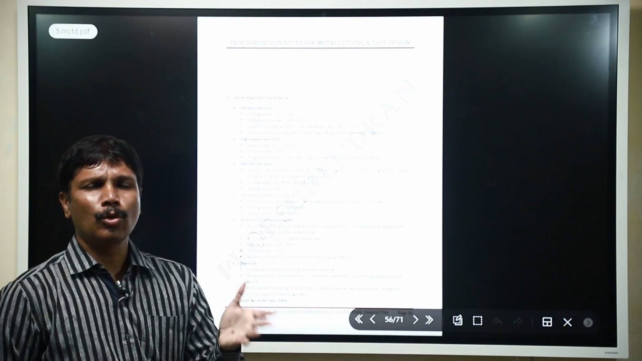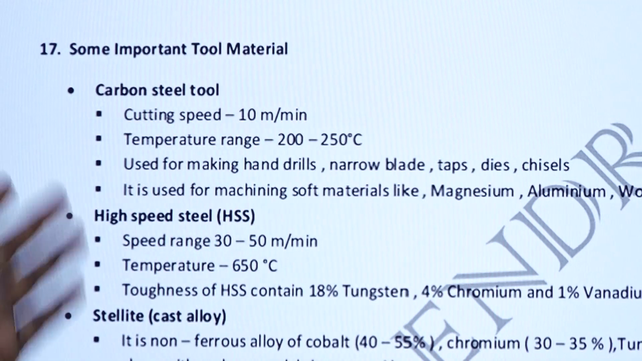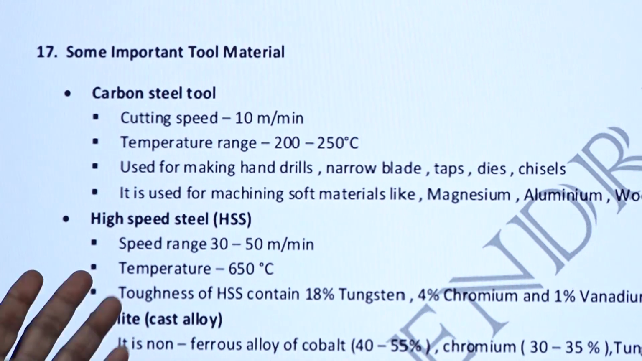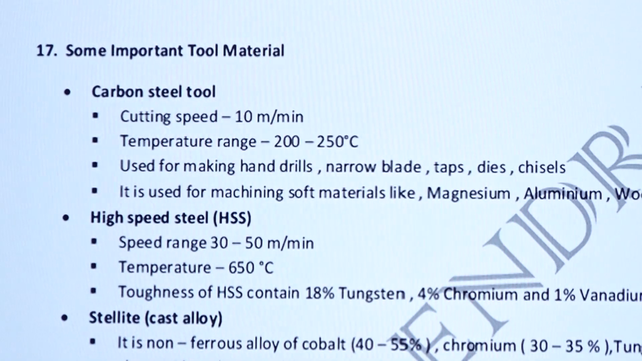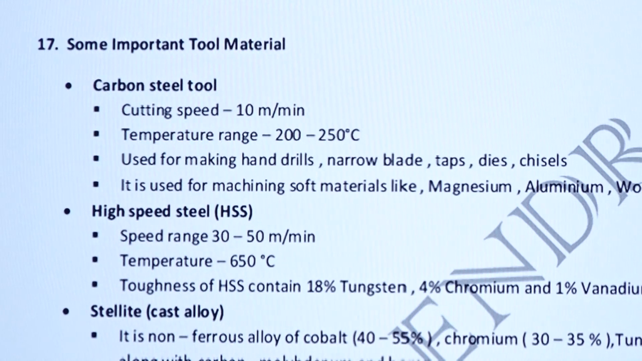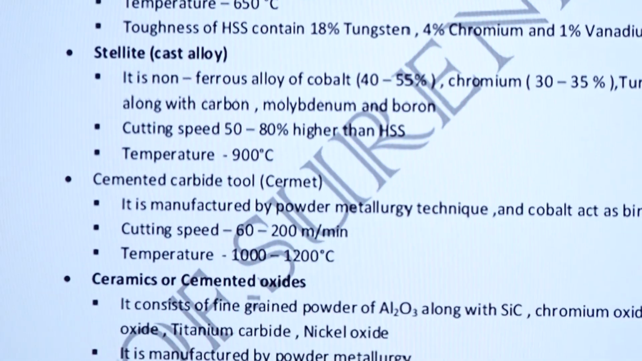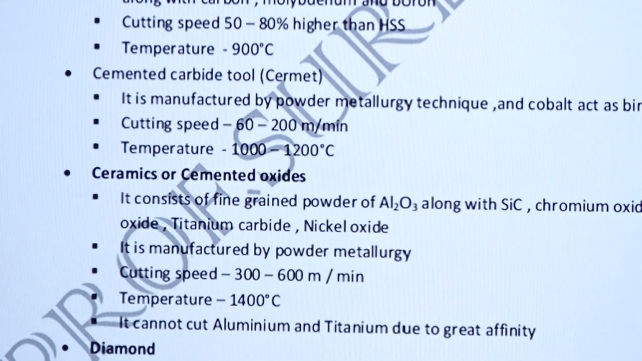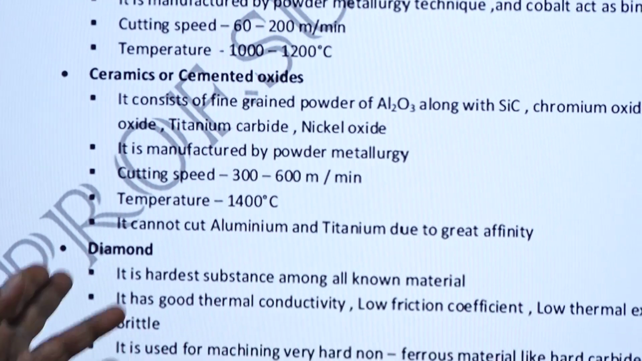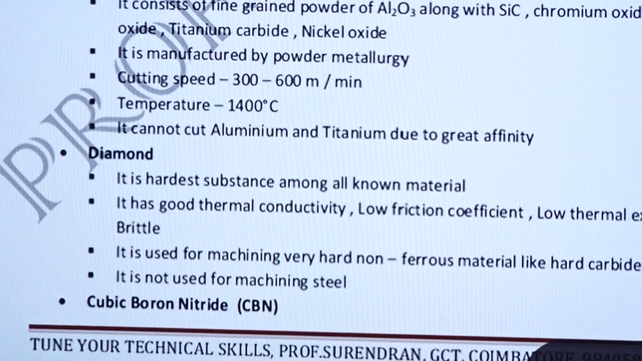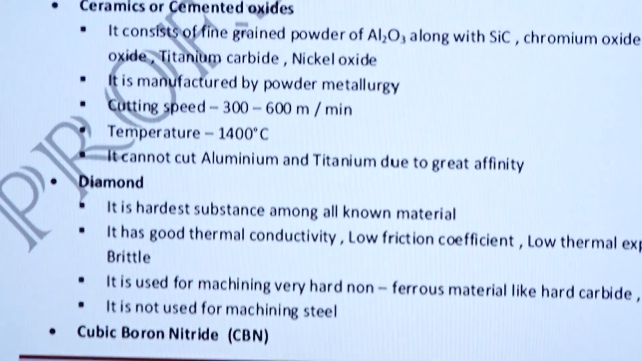How were tool materials evolved? At first carbon steel was found, and after that high-speed steel, then stellite, after that cemented carbide, also called cermet, and ceramic, which is a cemented oxide, and diamond. Next cubic boron nitride. We have to see them one by one.